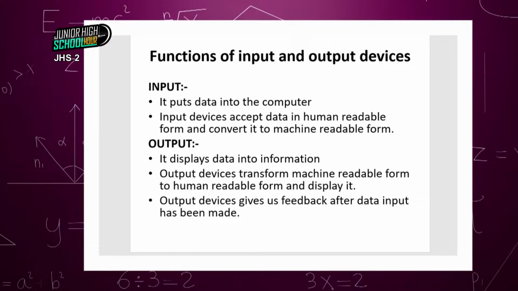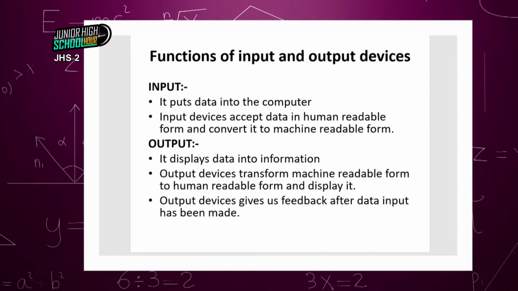Then we have an output. What an output device does is display information. Its primary purpose is to display information. That means an output device transforms machine readable language to human readable form and displays it. So it takes the machine readable form after you have inputted, and transforms it through processing with the help of the system unit into a human readable form for us to be able to interact with the computer.